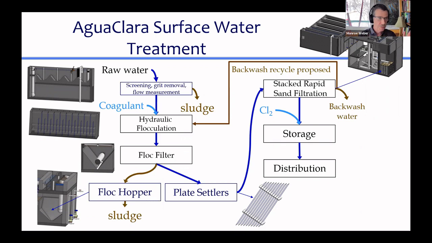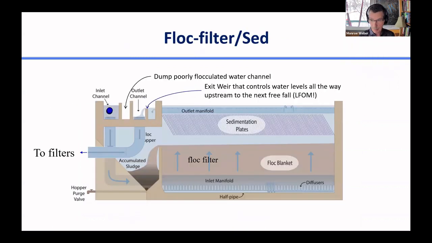Then there's 2 places where the water goes from that flock filter. It either goes to a flock hopper where the sludge is discharged from, or it goes up to the plate settlers, and out of the top of the plate settlers is where the clean water goes. That goes on to a stacked rapid sand filter that has backwash water as well, just like a conventional filter, and then storage and distribution. So the very end of the system looks identical again. So we're in this middle part now where instead of just a sedimentation tank, there's a flock filter, there's a flock hopper, and there's plate settlers. And we're going to figure out how those things work.